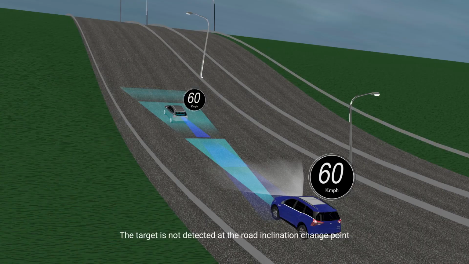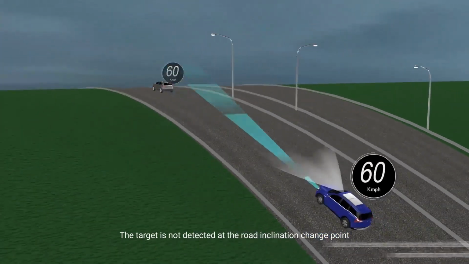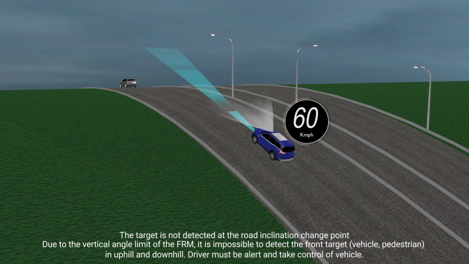The target is not detected at the road inclination change point. Due to the vertical angle limit of the FRM, it is impossible to detect the front target in uphill and downhill. Driver must be alert and take control of the vehicle.